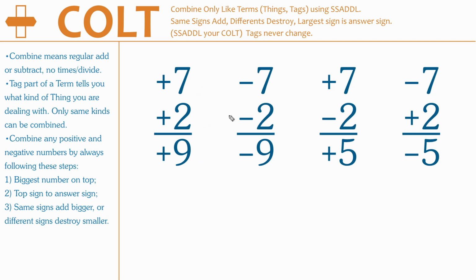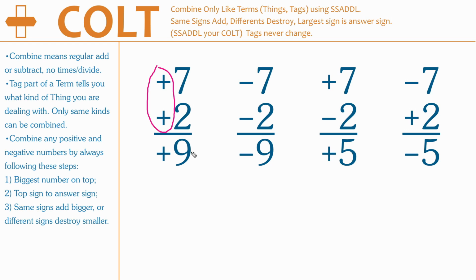Okay, let's look at the numbers. I put these up here so you could notice the pattern. First of all, step 1, the biggest number is on top. All the way across, the 7's on top. Step 2, the top sign is always on the bottom, all the way across. Negative, negative, positive, positive, negative, negative. Step 3, look at both signs and notice that they're the same, so I add bigger.